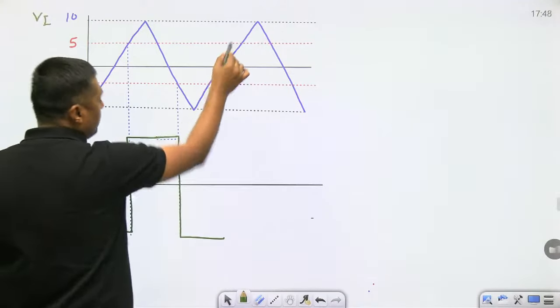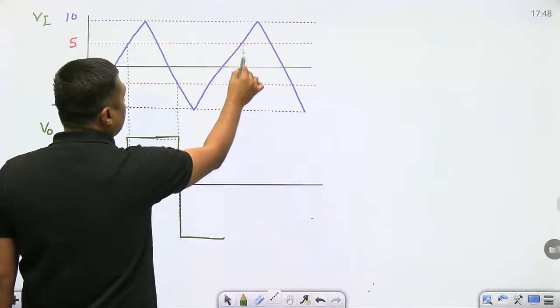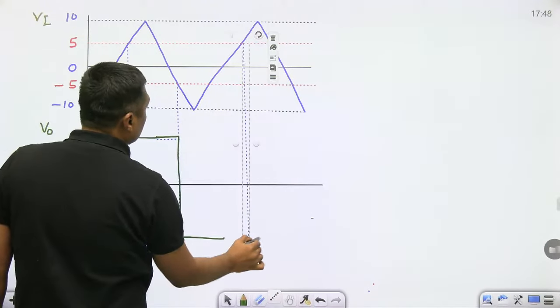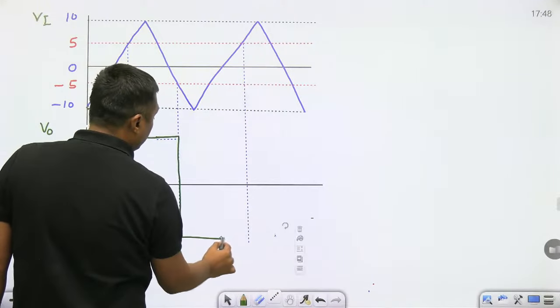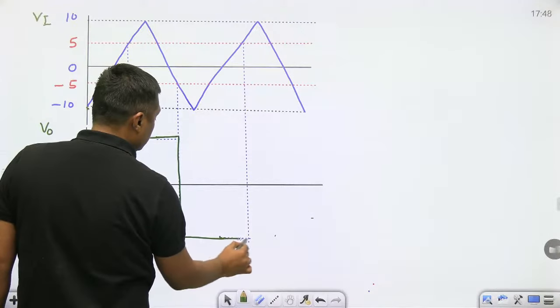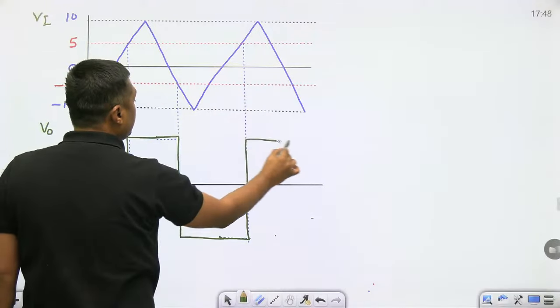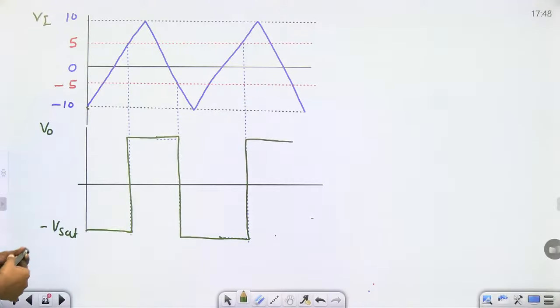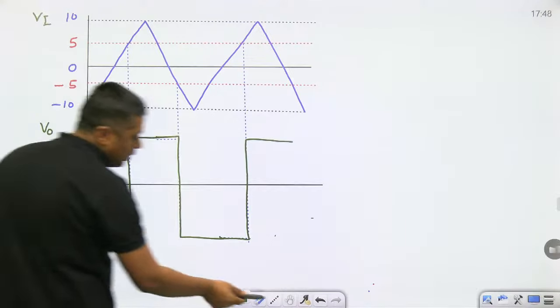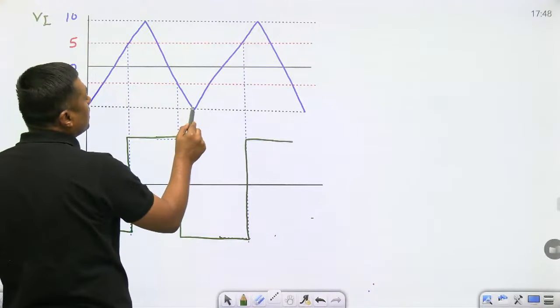During the increasing journey, when it crosses the plus 5, there is a change in the output. We are getting a perfect square wave. The triangular wave is converted into a square wave. Now, since it is a symmetrical triangular wave, what is the time period?